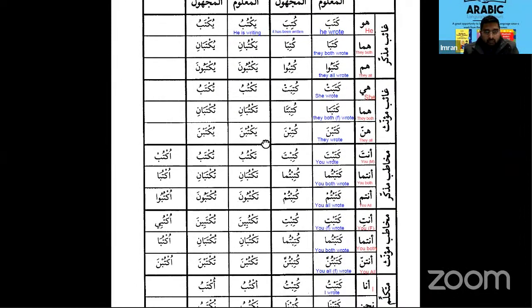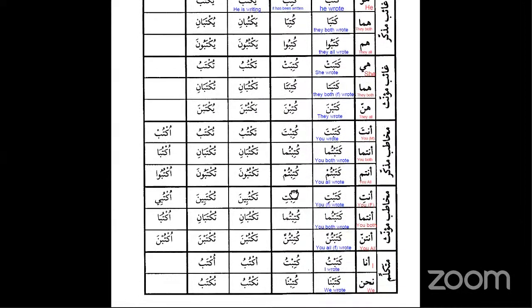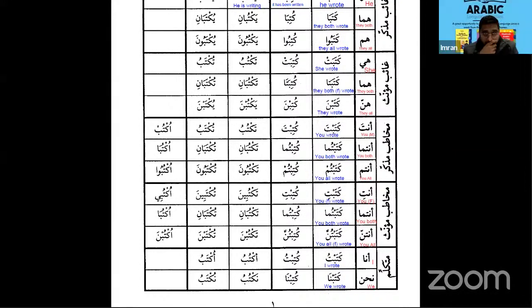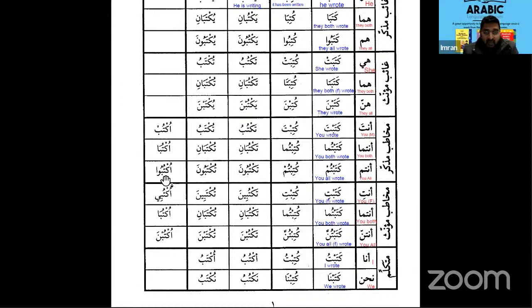Correct. Anta taktubu. You male are writing. Antuma taktubani. You two male are writing. Antum taktubuna. You all men are writing. Anti taktubina. You female are writing. Antuma taktubani. You two female are writing. Antunna taktubna. You all female are writing. Ana aktubu. I am writing. Nahnu naktubu. We are writing. Excellent.